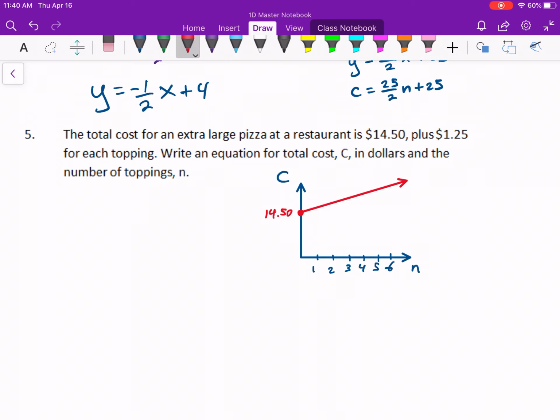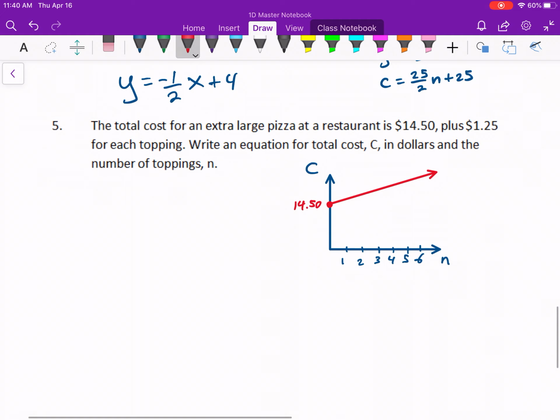It's going to go upwards. As I add more toppings, the cost is going to go up. So now that you can see it, let's put this in terms of y-intercept and slope, because that's really what we need to know. The slope is how much it goes up for every topping we add. That's going to be the $1.25. It should have been a highlighted there. Okay, there's $1.25. That's my slope.